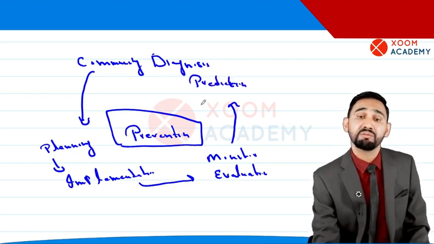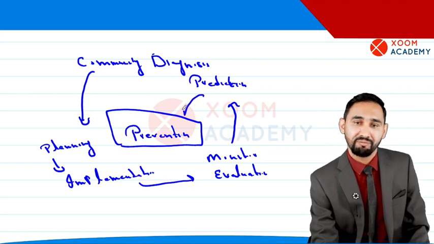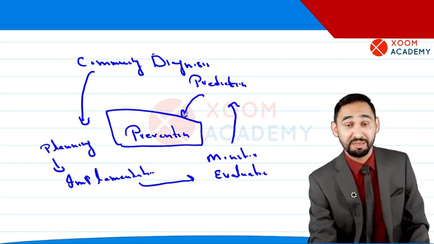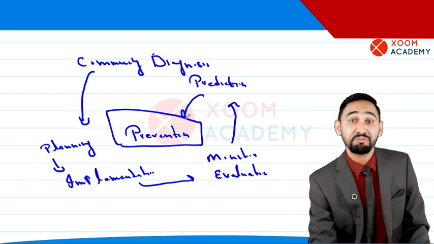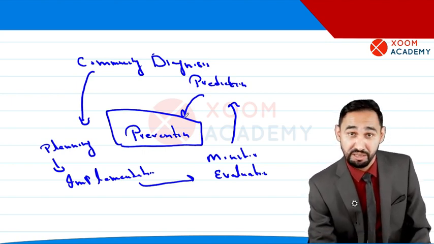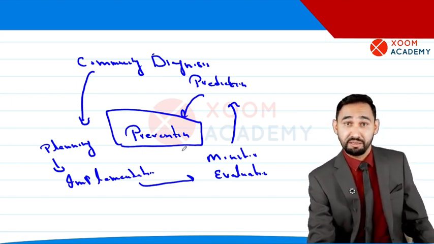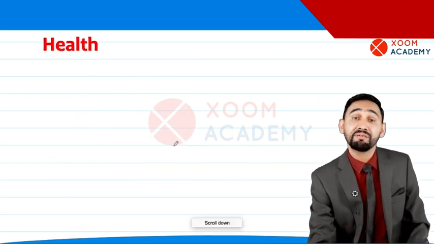We predict the health status of community. All of this has one aim, one objective: prevention of disease, improvement of health status of community. Our community should be healthy. Let's discuss the definition of health.